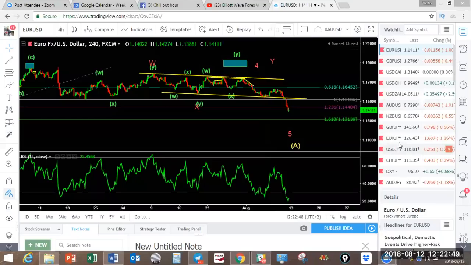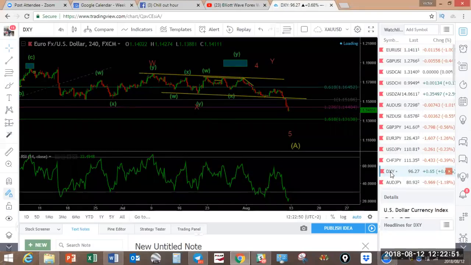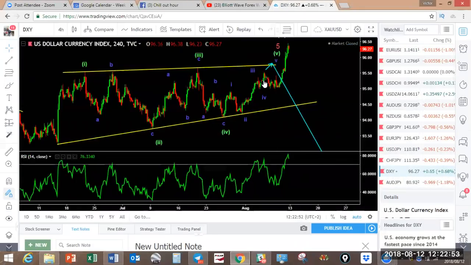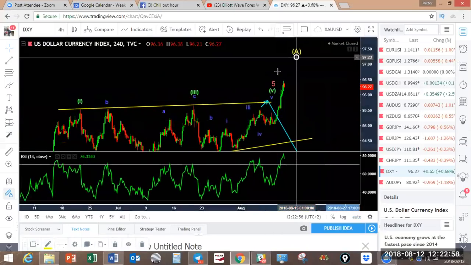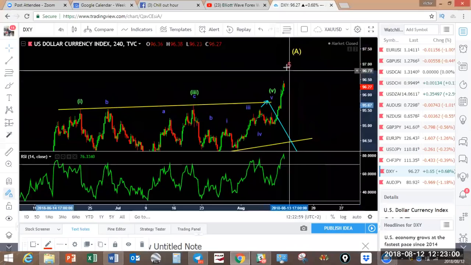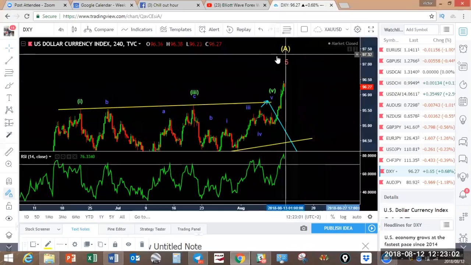The dollar index is exactly the same. If you just look at the dollar index, it is the complete inverse. So the dollar index, we are now also looking for a wave 5 in the opposite direction. We're looking for wave 5 there.